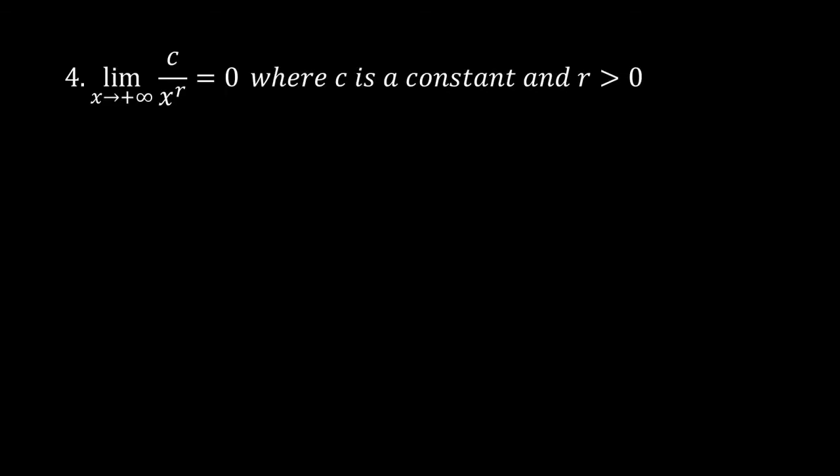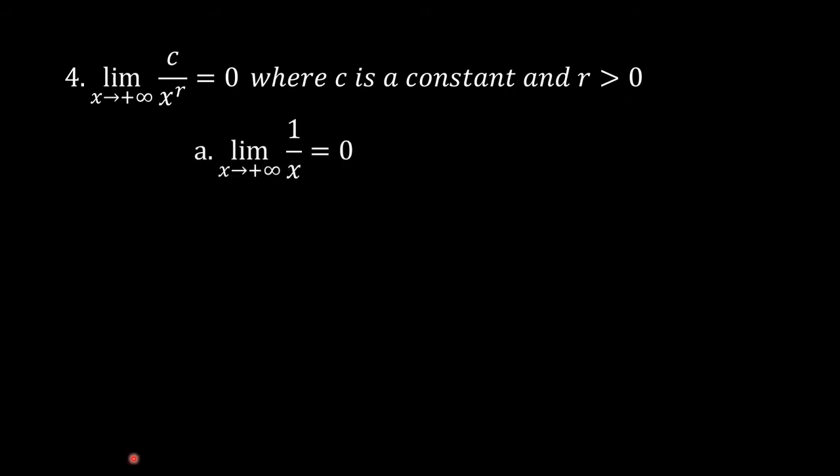Number 4, the limit of c over x raised to the exponent of r as x approaches positive infinity is equal to 0, where c is a constant and r is greater than 0.